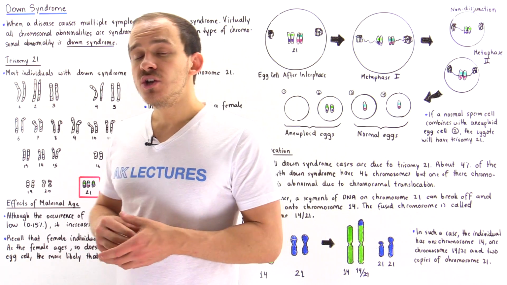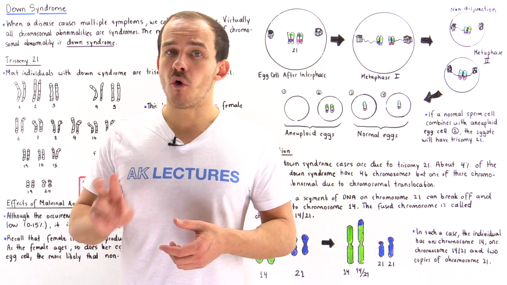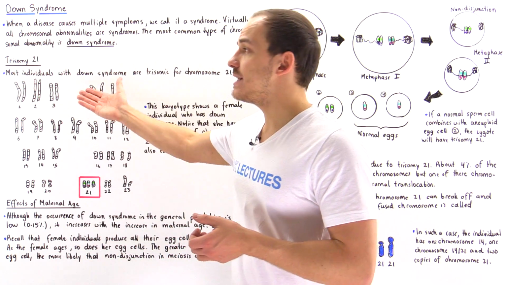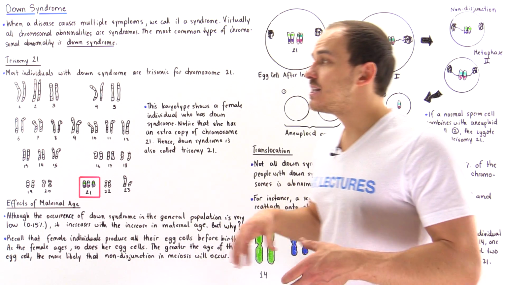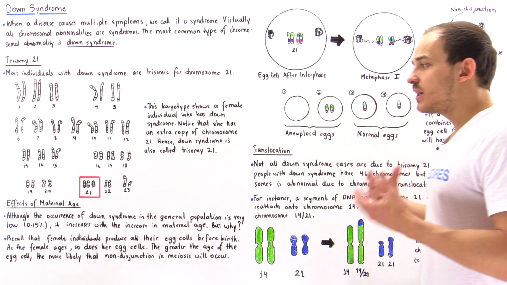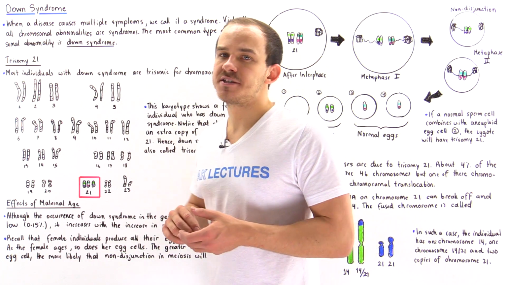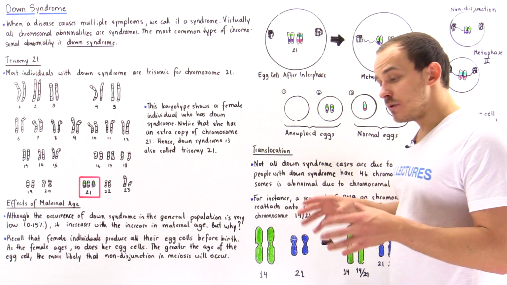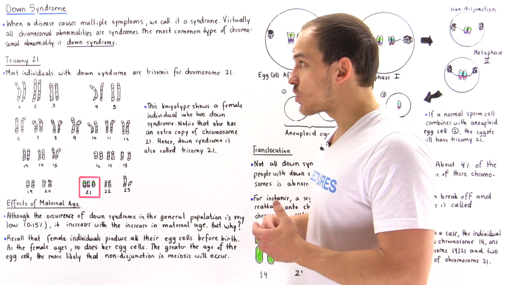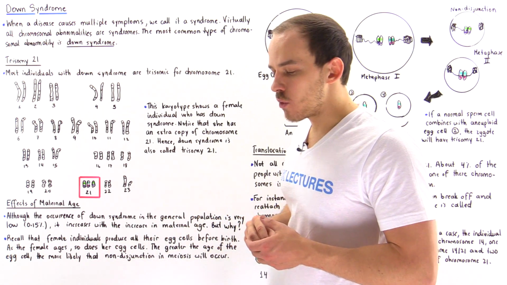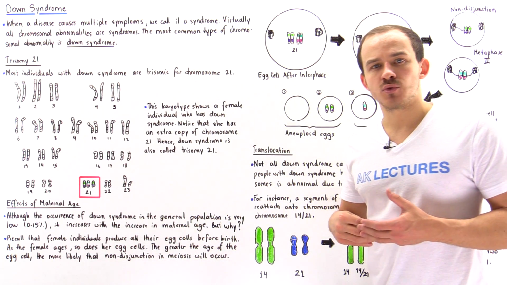Now, the most common type of chromosomal abnormality in humans is Down syndrome, and this will be the focus of this lecture. So we're going to see that there are two forms of Down syndrome. The first form, the more common form, is trisomy 21, and the other form, the less common form, is translocation. So let's begin by focusing on trisomy 21. The majority of the people in the world that have Down syndrome have the trisomy 21 form of Down syndrome.